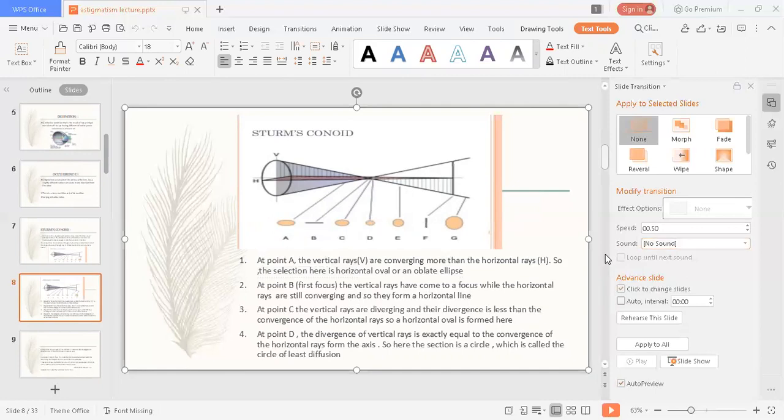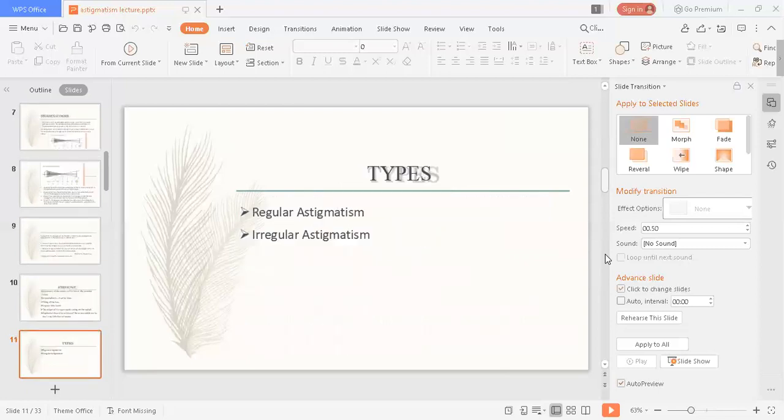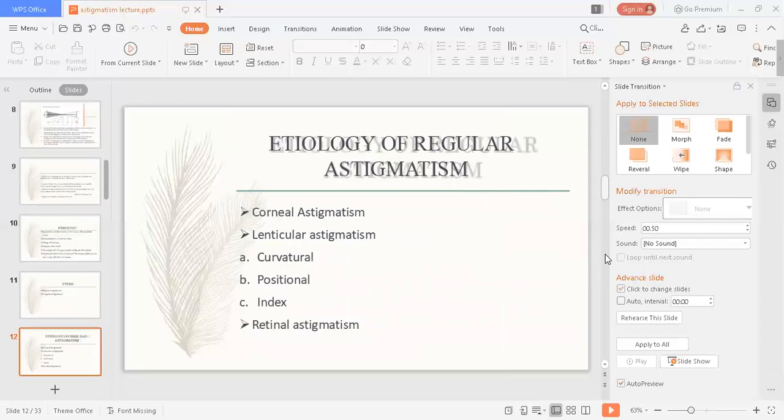That's the funda behind Sturm's conoid. So asymmetry of cornea or lens or posterior retina, any variation in the refractive index, tilting of the lens, or any eye mass lesion, or any injury to the cornea or any scar on the cornea may lead to astigmatism. So the astigmatism is of regular and irregular types.